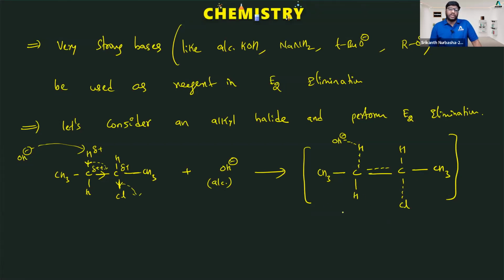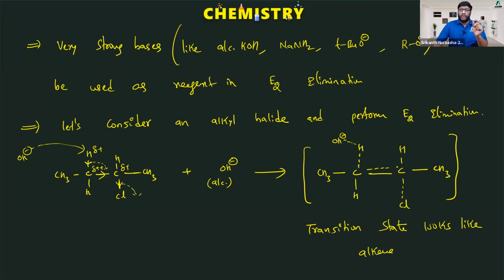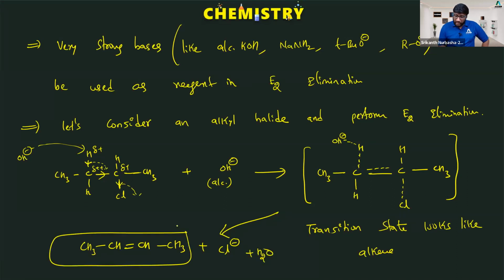How does your transition state look? Does the transition state look like an alkene or not? Yes or no? Because the carbon-carbon bonds are going to form a double bond. The transition state is looking like an alkene. Because this transition state is high in energy, more electronic repulsions will be there in it. Immediately that will lead to the formation of CH3 CH double bond CH CH3 with the loss of chloride ion, as well as OH minus picking up the proton, so loss of water. So the transition state looks like an alkene. You get this type of alkene. Has everyone got this point now or not?